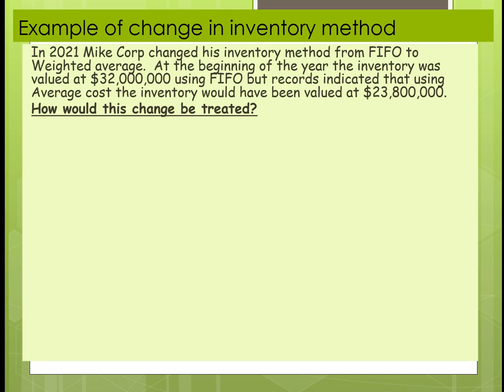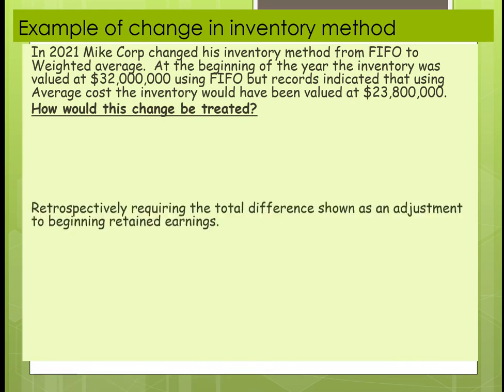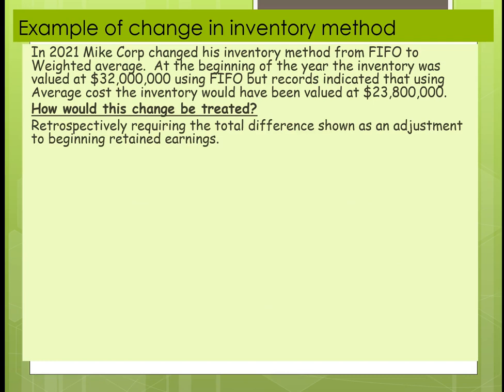So now let's take a look at an example. In 2021, Mike Corporation changed its inventory method from FIFO to weighted average. At the beginning of the year, the inventory was valued at $32 million using FIFO, but the records indicated that using average cost, the inventory would have been valued at $23.8 million. Now, this would require retrospective treatment, requiring the total difference shown as an adjustment to beginning retained earnings. That's your journal entry right there.